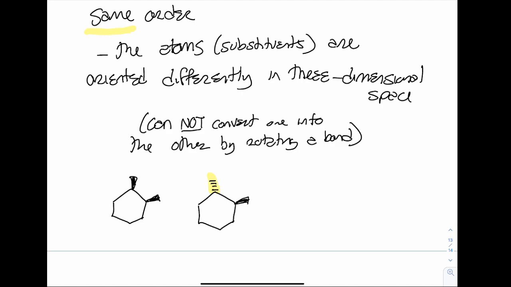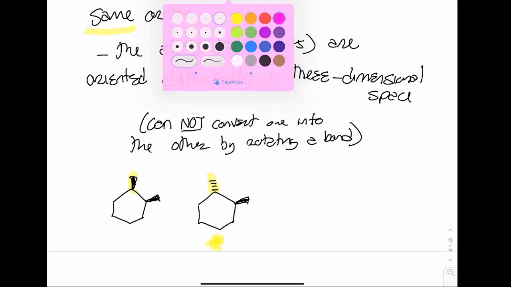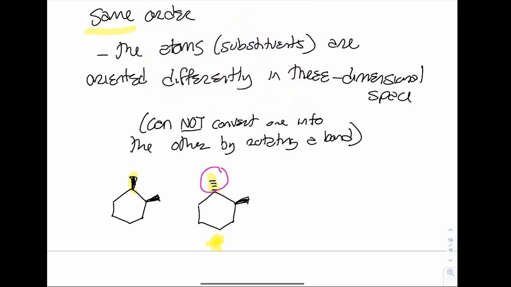This is coming out at us, or sorry, going back. This one is coming out at us. And if I wanted to make this second one into the first one, I would have to take this group off, move it from the back to the front, and then reattach it to the same atom. I can't rotate it and make it come forward.